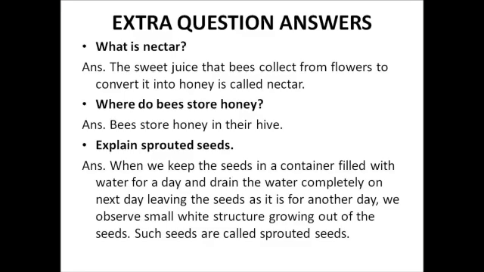Next is explain sprouted seeds. When we keep the seeds in a container filled with water for a day and drain the water completely the next day, leaving the seeds as they are for another day, we observe small white structures growing out of the seeds. Such seeds are called sprouted seeds.